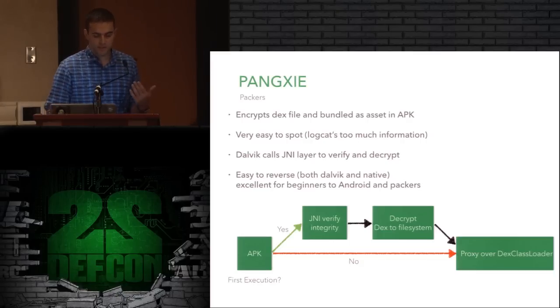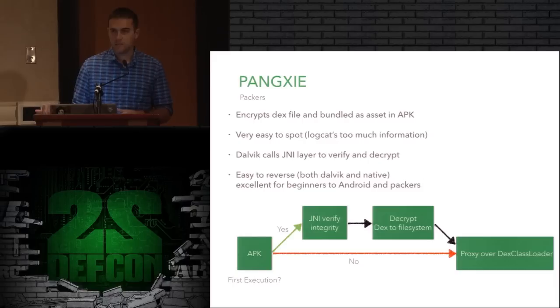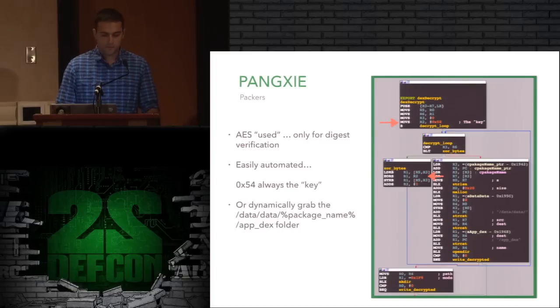But after it's done this once, it just keeps this in memory, or no, excuse me, this one actually also drops it onto the file system, so you can always just grab it there. And on the second execution, it's already unpacked it. It's on the disk. It's just going to load it directly, and it just proxies everything over using the DEX class loader, which, if you're familiar with Java, is the same thing as the Java class loader. So AES, again, is used, but it's only for the digest.